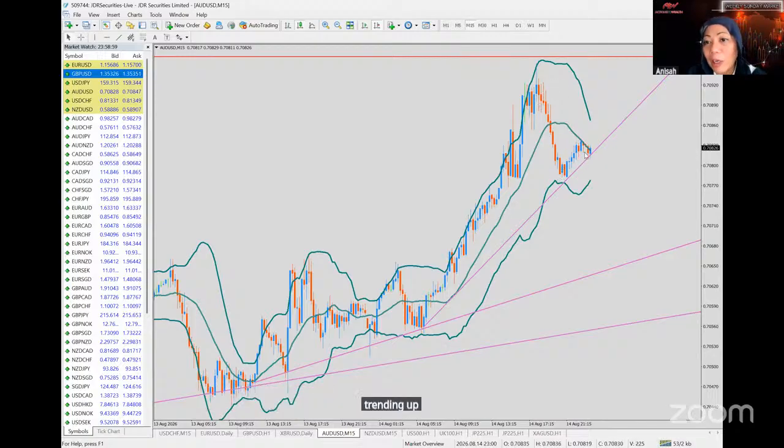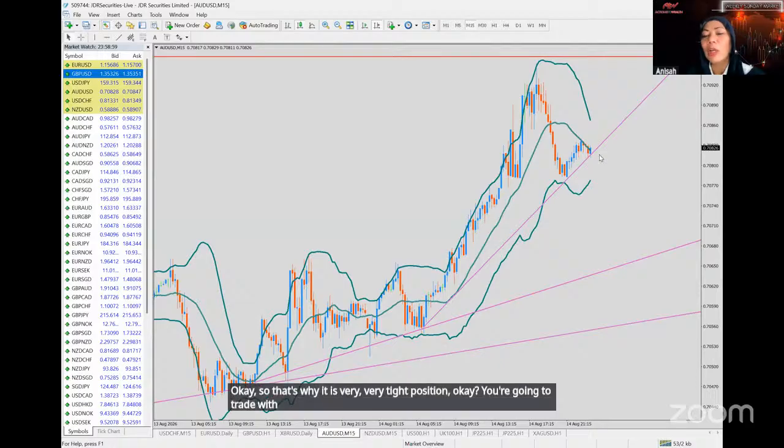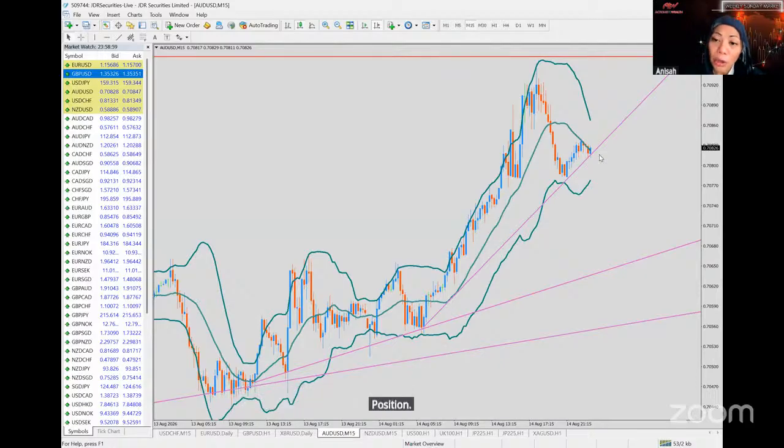Now currently the price is testing support, but in between bullish and bearish. So that's why it is a very, very tight position. You're going to trade with a really, really small position, or you can go short.